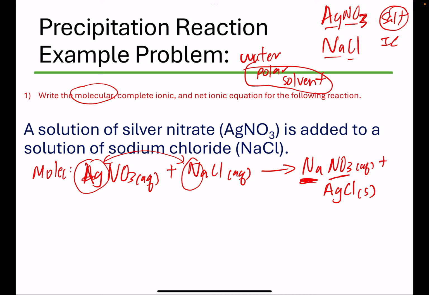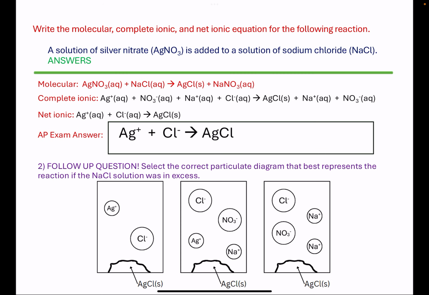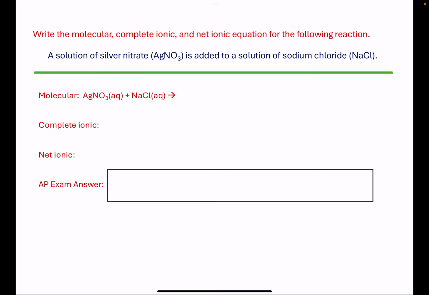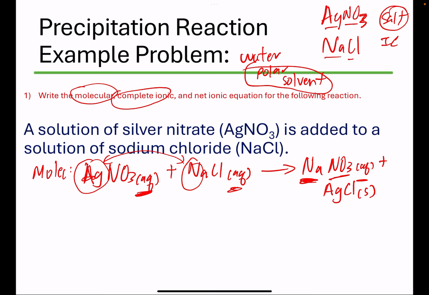Okay, so that is it for our molecular. Complete ionic, they're going to assume anything that's aqueous is dissolved. That's why I want you to write down the aqueous state, so that we know for sure those are going to be dissolved. Again, you can see that this is the solid, and this is the aqueous solution. So we are only really looking at the aqueous solution. Our solid, our precipitate, is going to stay the same.